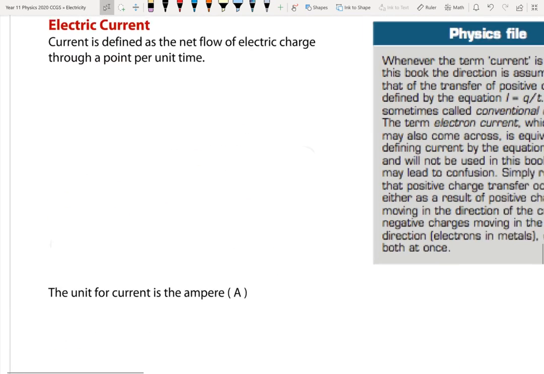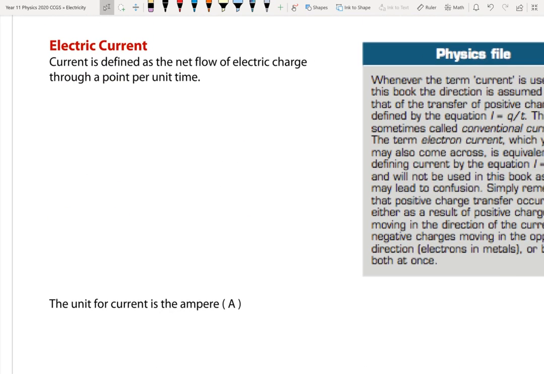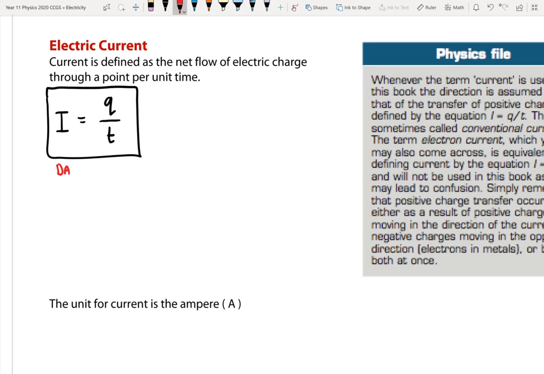Now, let's go to current. Current is defined as the flow of electric charge through a point per unit time. We're going to write down the following. I equals Q over T. Okay, this is in your data sheet. Oh, that's the loveliest box I have drawn.